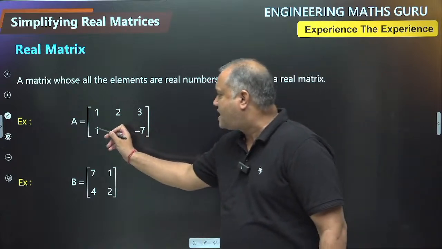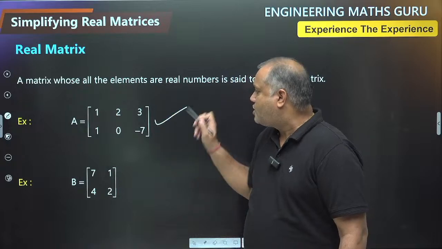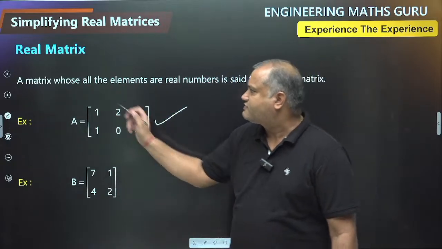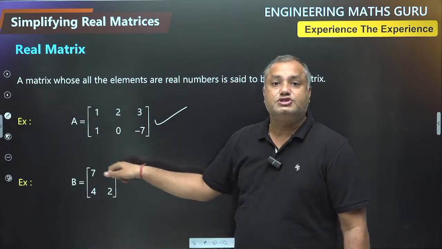You can see the example here. This matrix A has elements 1, 2, 3, 1, 0, minus 7. All the elements are real numbers and that's why this matrix is a real matrix. So this is a rectangular real matrix and this is a square real matrix.